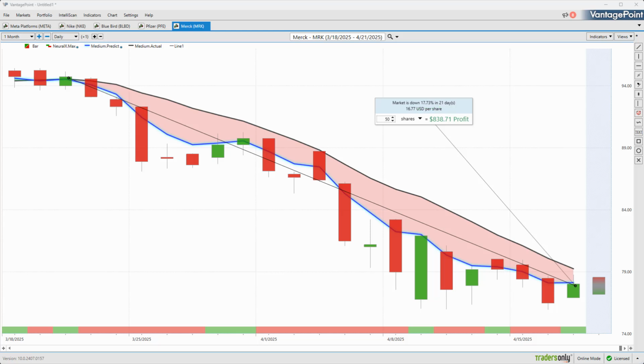We got a really interesting market environment, but for the Vantage Point trader, it's just about walking things forward, identifying where these markets start to shift and where those strong forecasts are coming through.